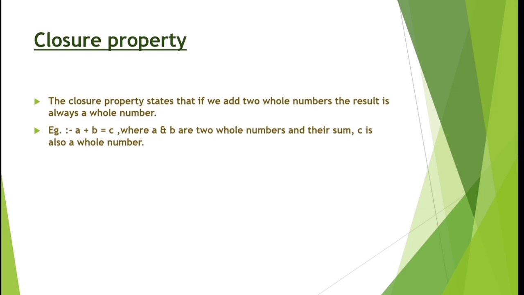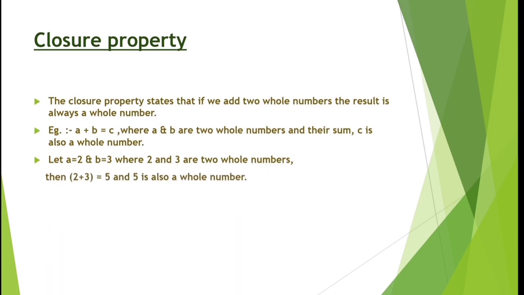Let's take an example. Let A equal 2 and B equal 3, and as you know 2 and 3 are both whole numbers. So their sum will be 2 plus 3, that is equal to 5, and you know that 5 is also a whole number. So here we get clarified about the closure property.